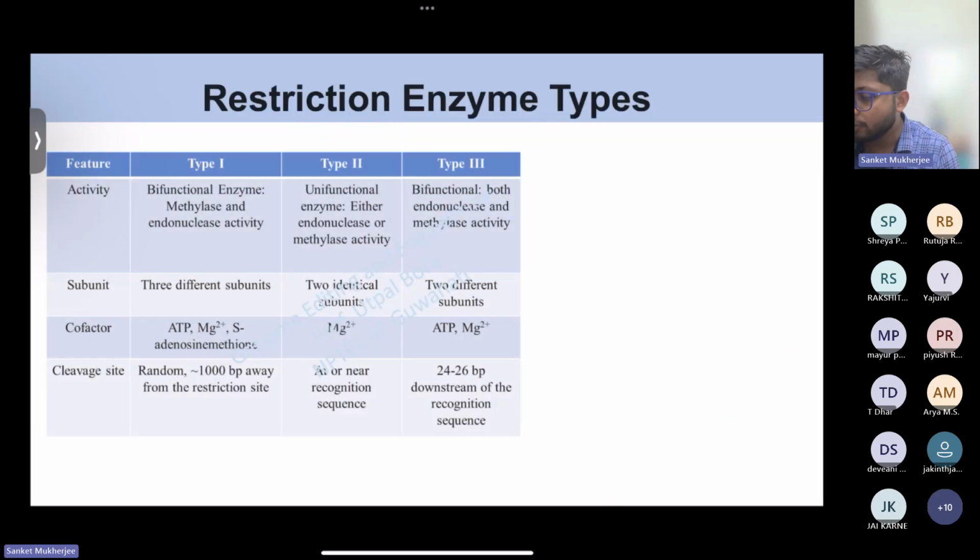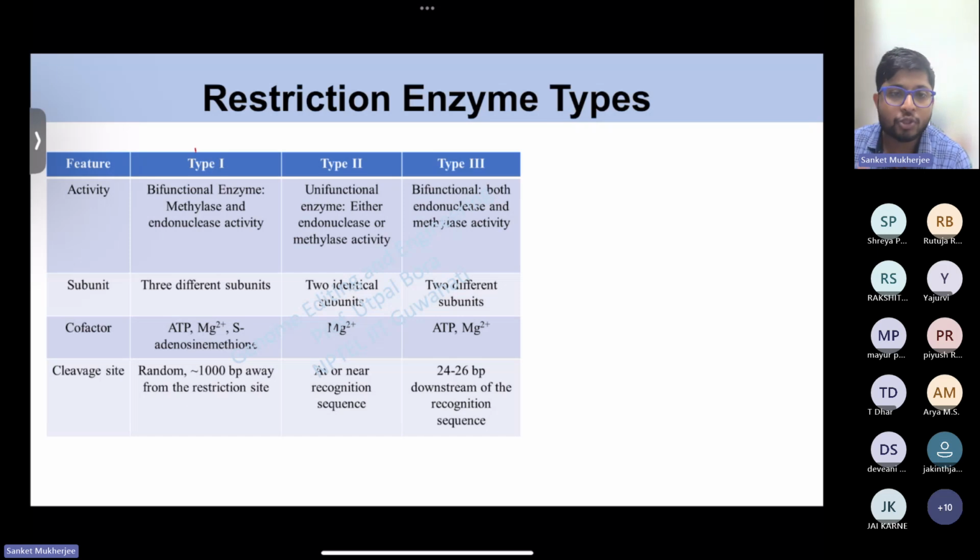Then what we need to know are the restriction enzyme types. So type 1, which was first discovered, is a bifunctional enzyme which methylates and has endonuclease activity as well. There are three different subunits for type 1 restriction enzymes, and ATP, magnesium ions, and SAM, S-adenosyl methionine, are the three cofactors which are required. Magnesium is always a cofactor for all restriction enzymes, regardless of the type. And the cleavage site of type 1 is around 1000 base pairs away from the recognition site. So this is about type 1.